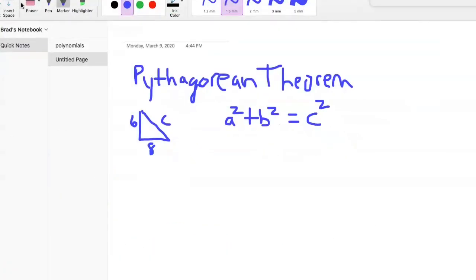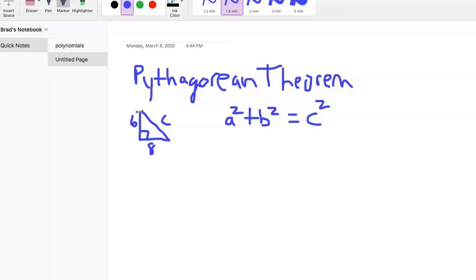In this video, we're going to talk about the Pythagorean Theorem. The key rule to remember here is, you see I just drew that little box in the triangle. That means it's a right triangle. For a right triangle, a squared plus b squared equals c squared.